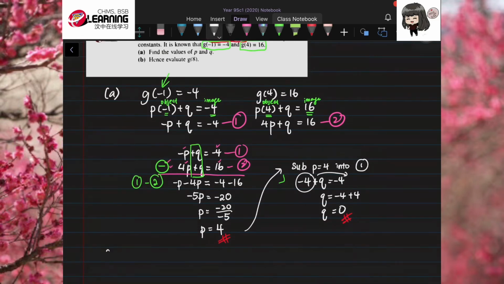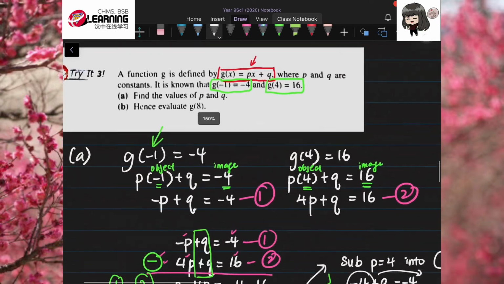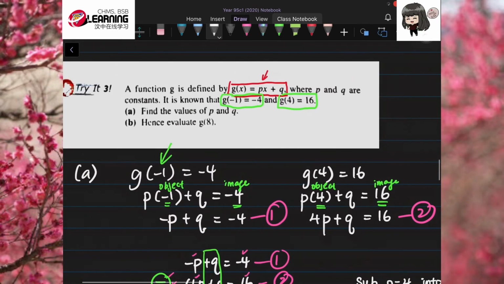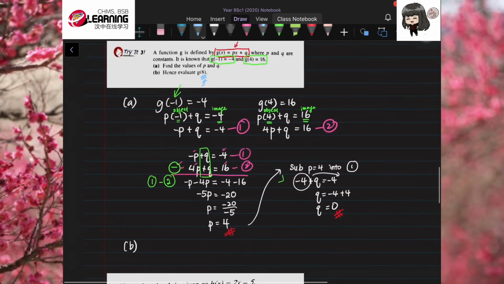Alright, so we go to part B. Part B, hence evaluate g of 8. Okay, so we have our object here. Our object is 8. So we need to sub it into the function and it will generate an answer for you. They want you to evaluate, which means they want you to find the answer, or the output, or the image of object 8.